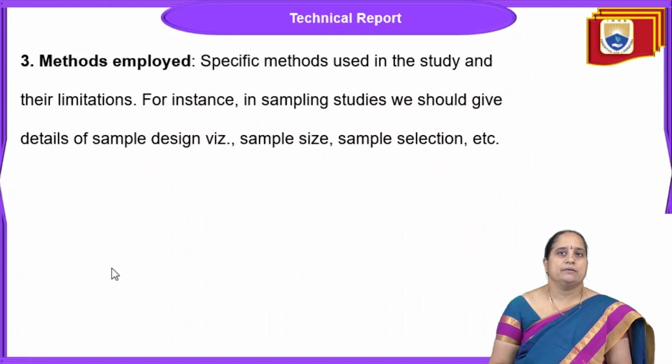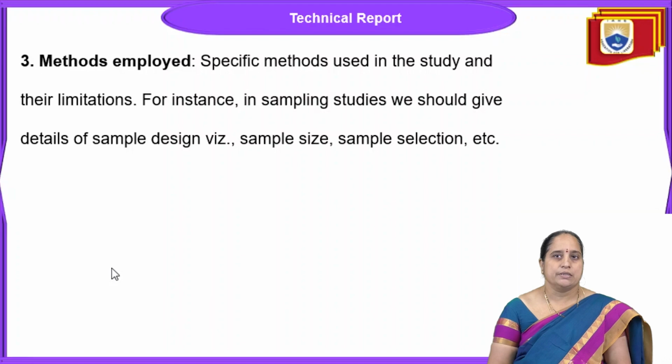And methods employed includes the specific methods used in the study and their limitations. For example, if you take the sampling studies, we should give the details of sampling design, what type of sampling you are going to use, whether it is random or non-random. If it is random, what type of sampling technique you are going to use for your research study. For example, sample size, how much will be the sample size, and how you are going to select the sample, what will be the sample frame, etc. So that type of things should be included in the technical report.